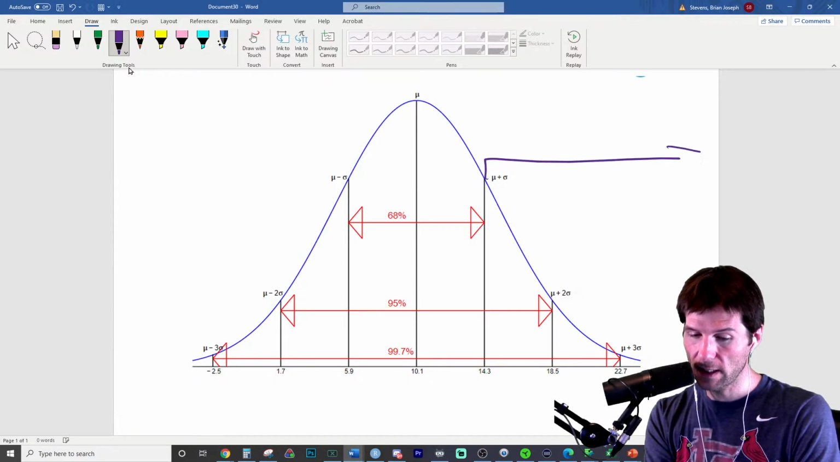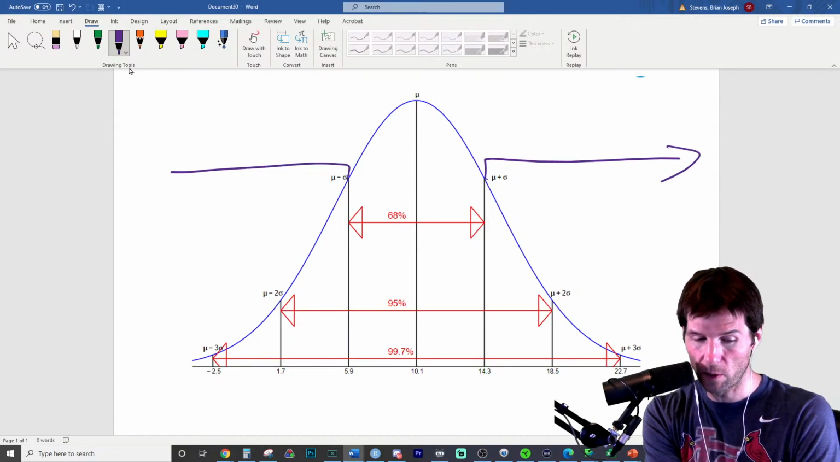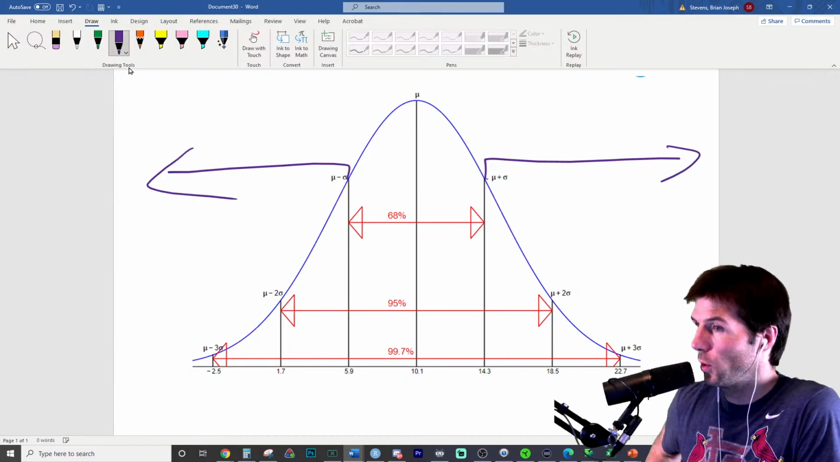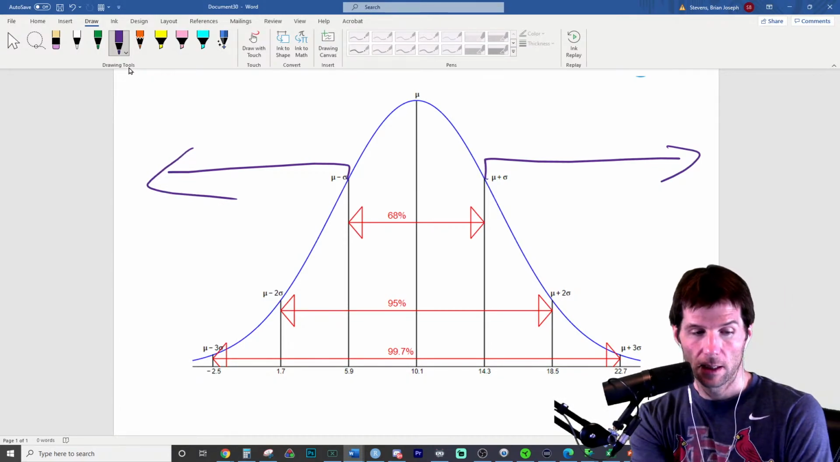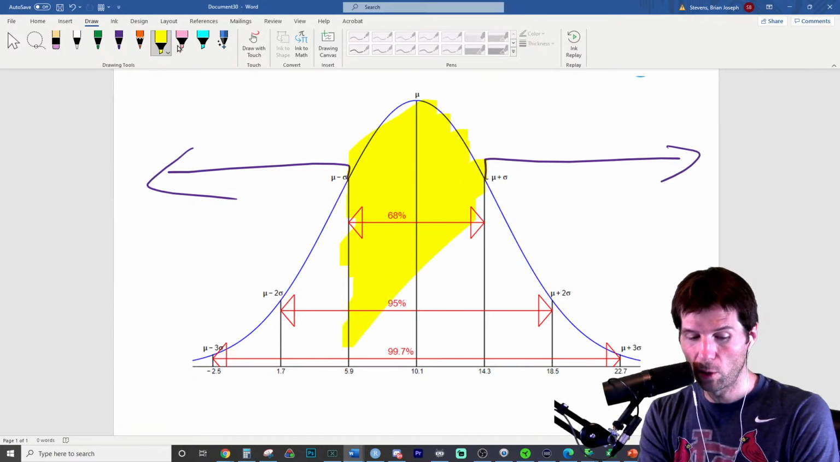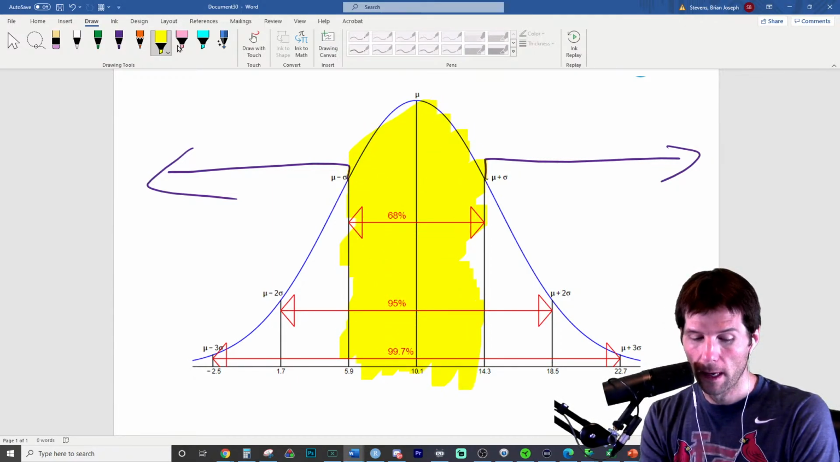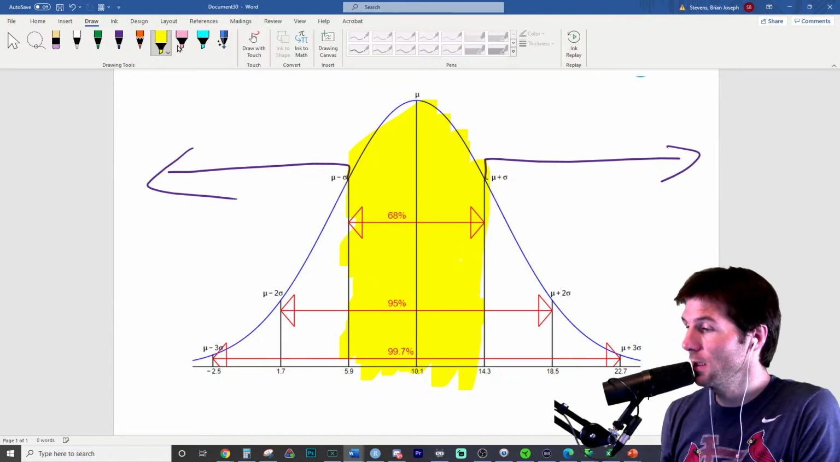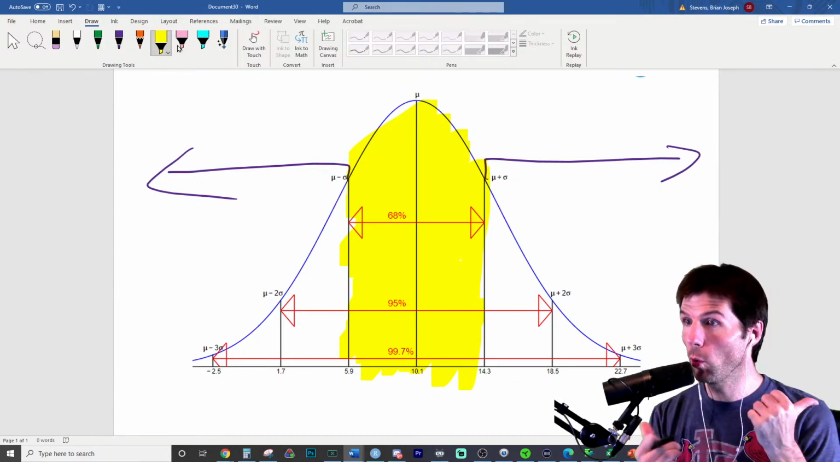People get to these questions on the test, they have no idea how to do them, or they know how to do them very quickly. What is total outside of 68? Like if I have 68% here on the inside, what is total outside of it? If I have 68% on the inside, then what is total outside?